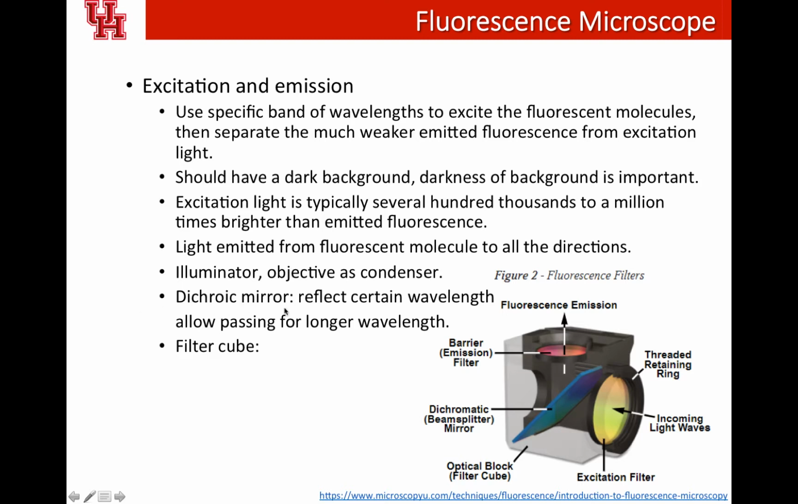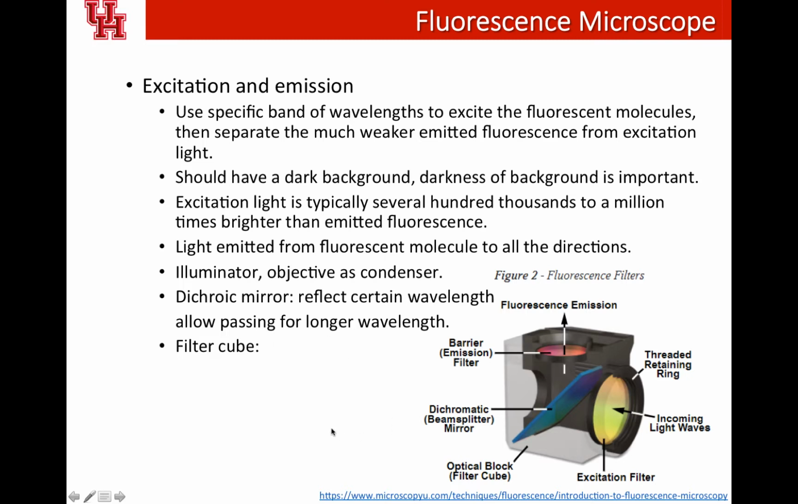This dichroic mirror is special because it will reflect certain wavelengths of light, and allow another, longer wavelength light to pass through. Which means normally you need to buy a certain dichroic mirror, so it will reflect your excitation light, and when the emission light comes back, it will allow this longer emission wavelength light to go through this dichroic mirror. This thing is called a filter cube.